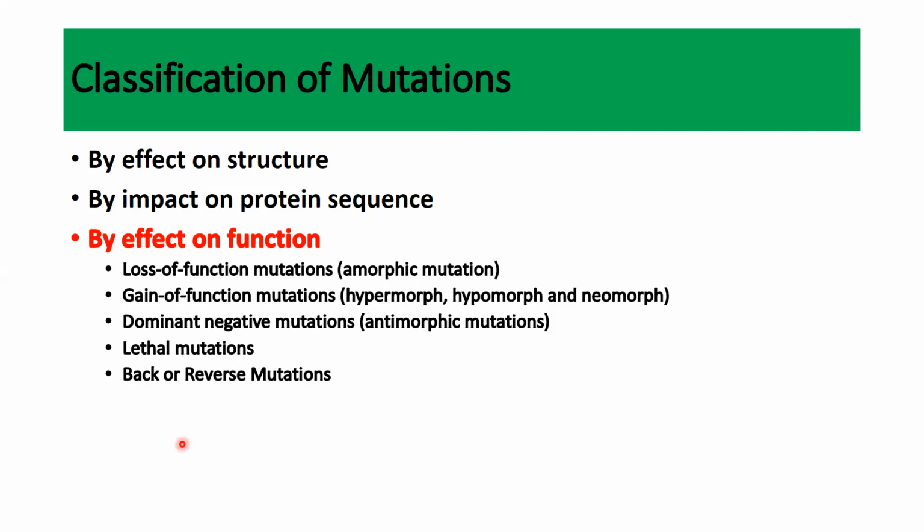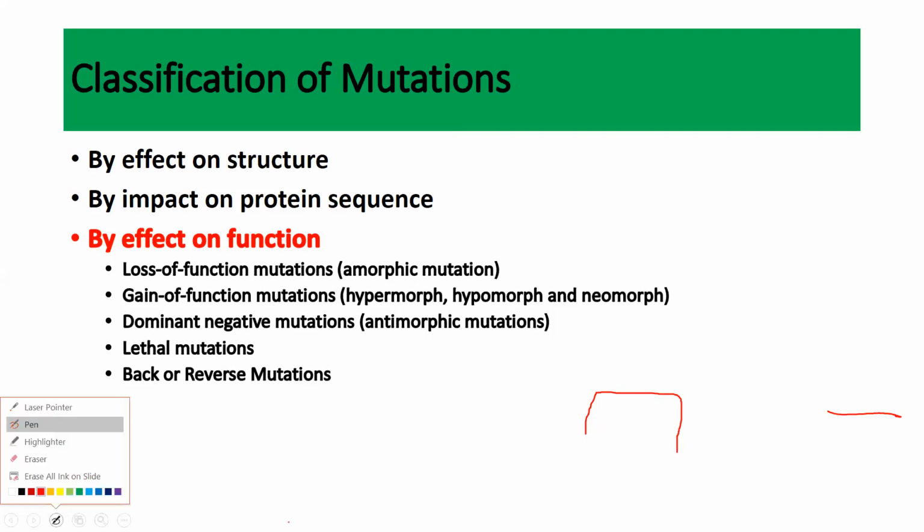For example, if the normal sequence was A, for example, and there is, due to mutation, it became guanine, and then there was another mutation. That mutation brought back the adenine. So adenine, guanine, and again adenine, which means the mutation was reversed, and we have a normal phenotype.